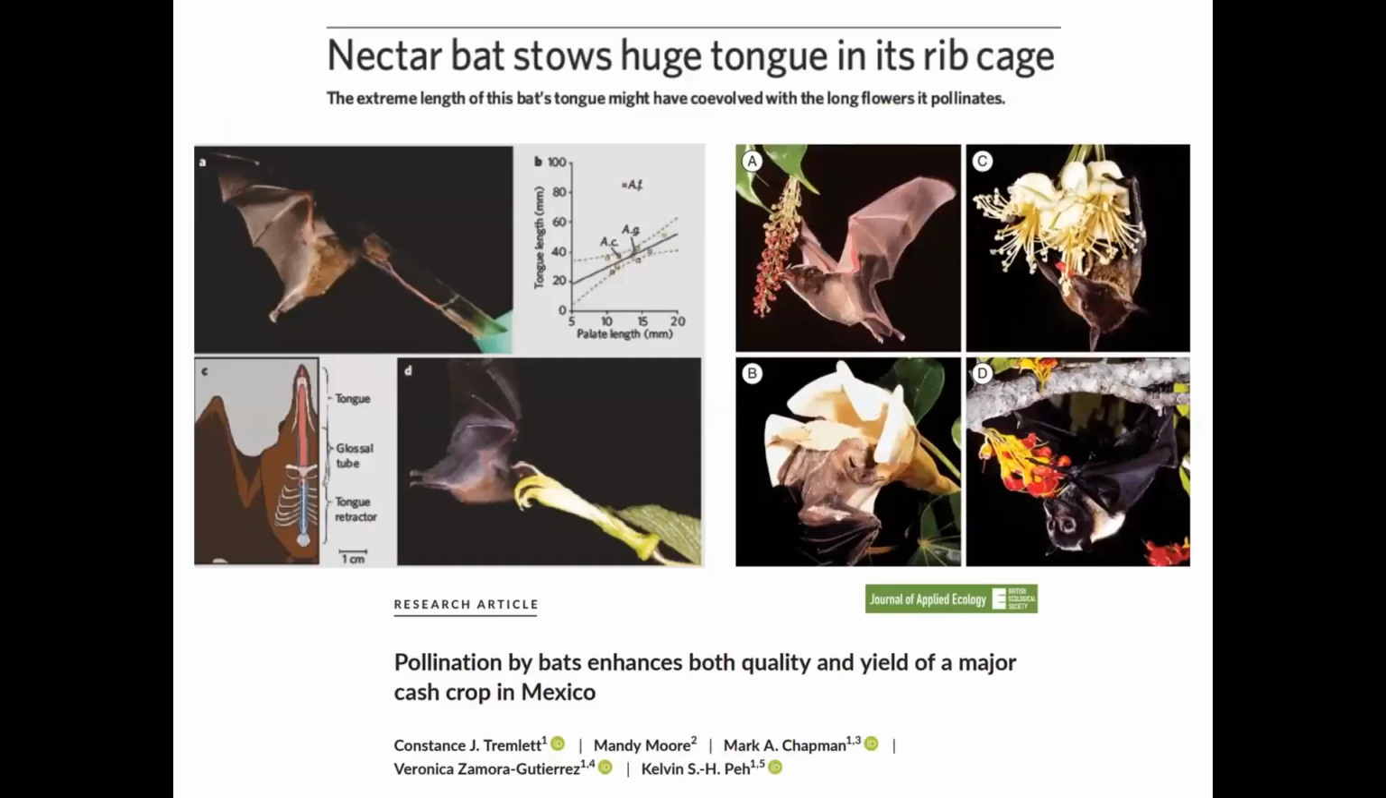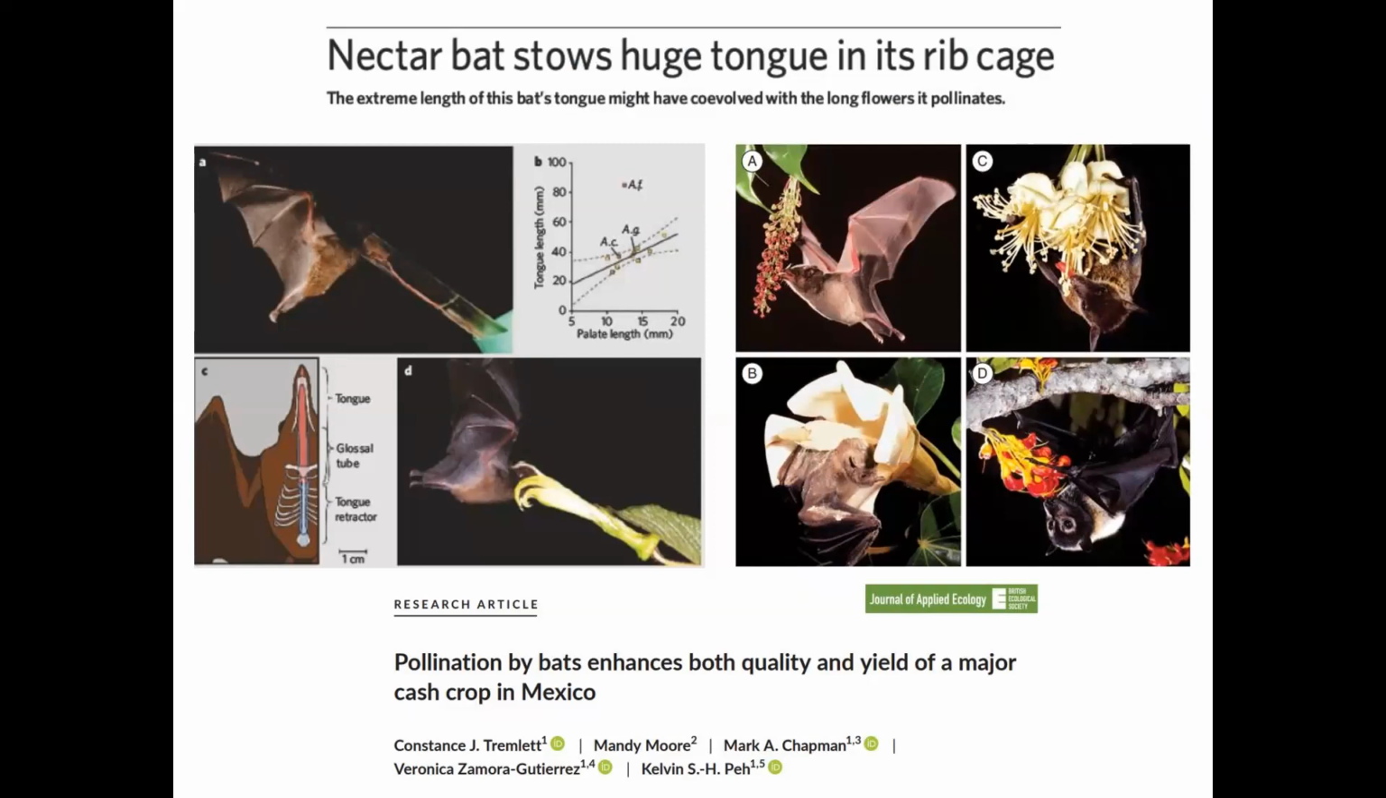Now, bats are an important pollinator as well. They tend to be common in tropical and subtropical ecosystems. Bats can be an expensive pollinator to supply. Bats are big, so you need to produce big flowers with lots of nectar to attract them.